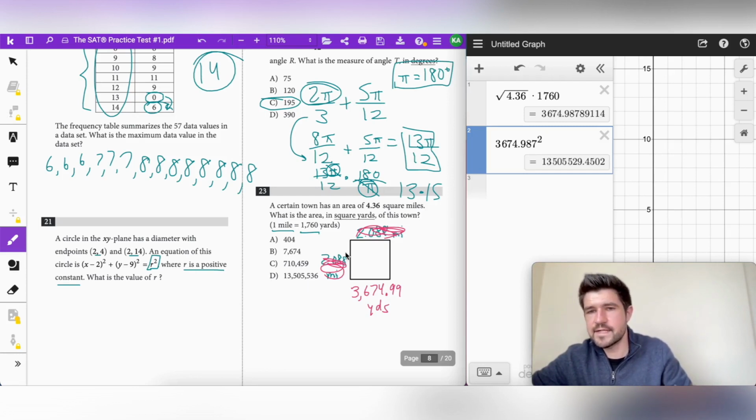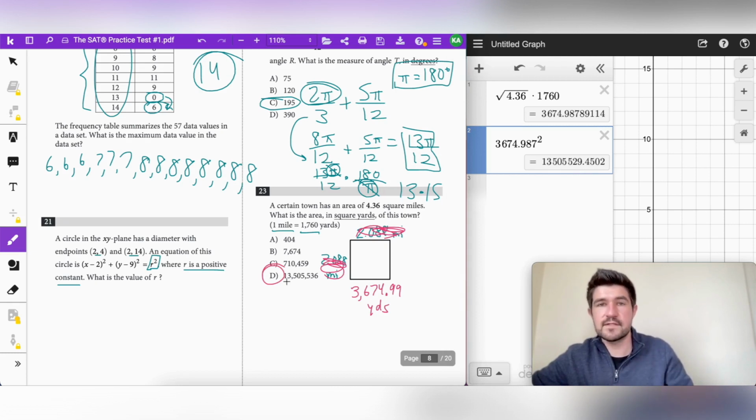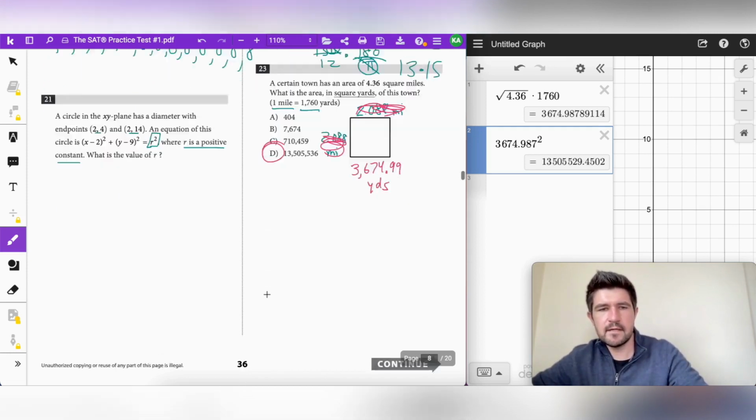13,505,500, they say 36. We've got 529. It's close enough. The reason for that difference is because of the way that we rounded versus them. That's okay. Clearly, this is the closest answer, so the answer would be D. Okay. What about number 24?